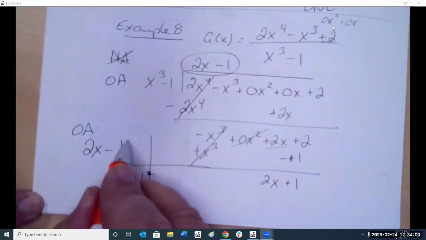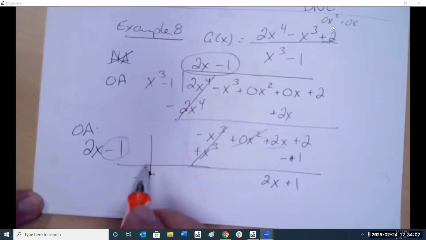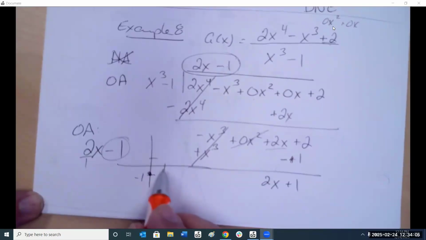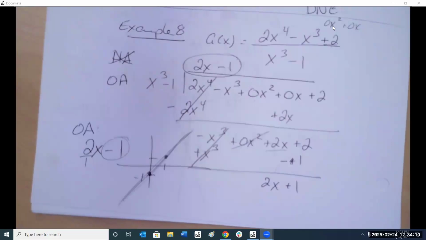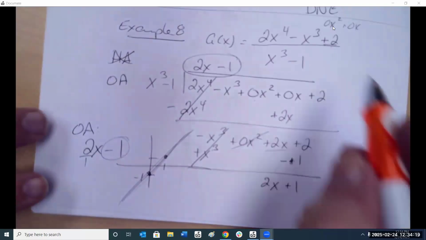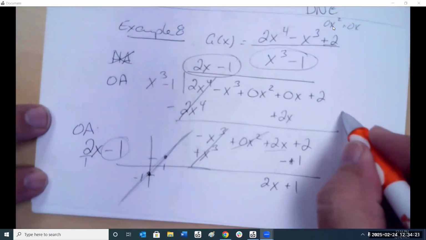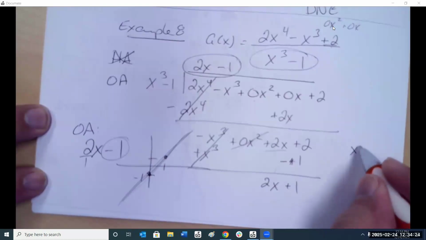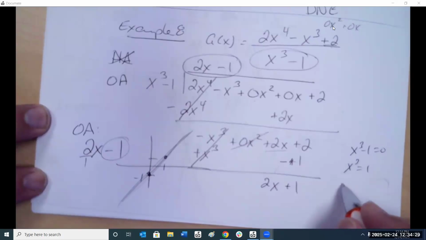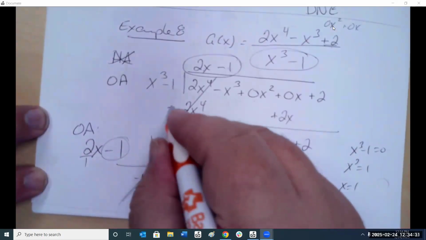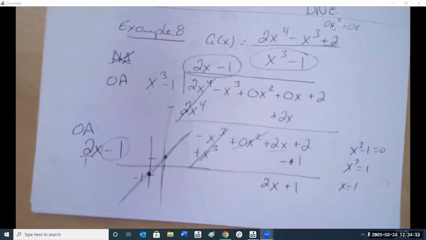So now our y-intercept is -1, then it's up 2 over 1. And there's our oblique asymptote. What's our vertical asymptote? Well, we take the bottom, x cubed minus 1, and set it equal to 0. x cubed equals 1, cube root it, x equals 1. So there's our vertical asymptote.